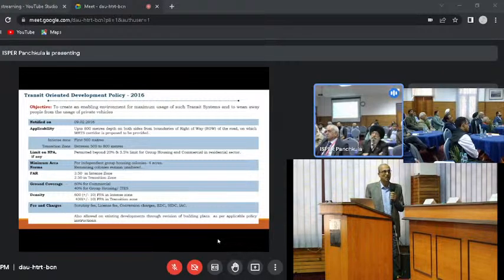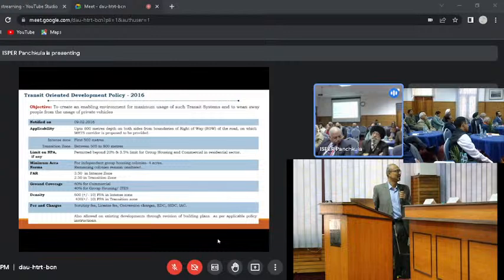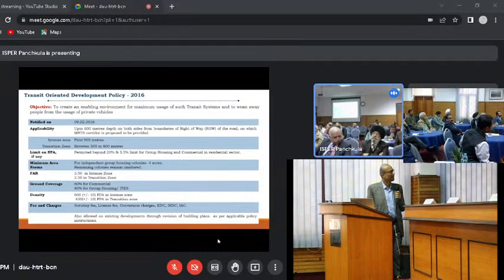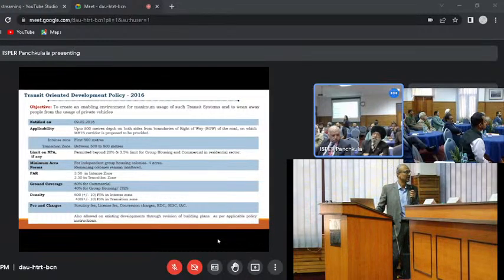Then there was a TOD policy, which basically provided mixed land use development along the TOD corridors of Gurgaon, Faridabad, Bahadurgarh. Again, the density was enhanced, and the FAR was enhanced to 2.5 or 3.5, depending upon the zone where it was located, and up to 800 meters. The projects which fell in this corridor were extended this facility, and there have been many projects which have come up on this.